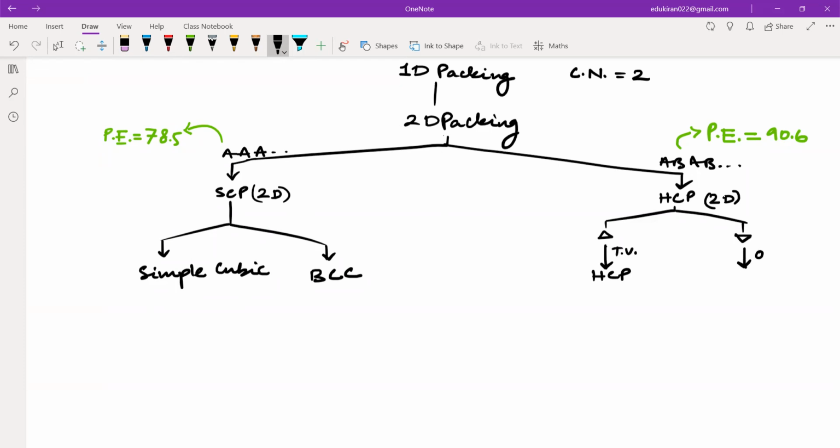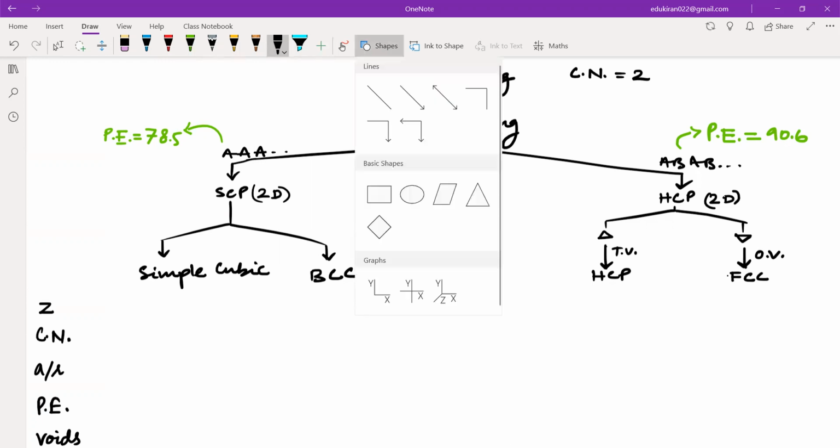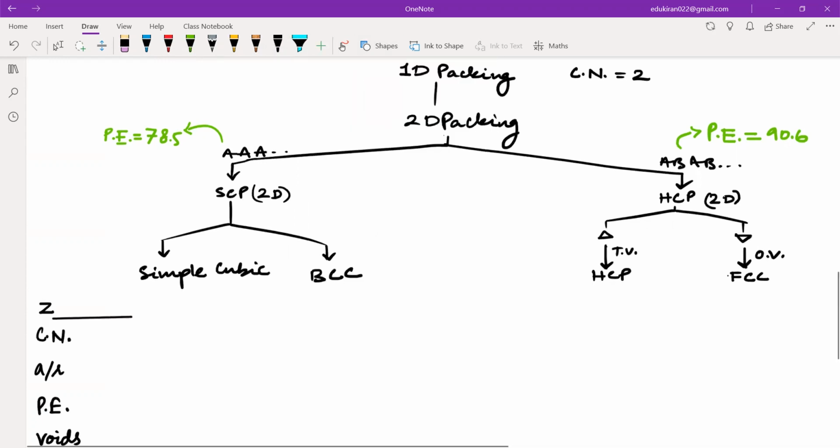And if I cover the octahedral void, I will get the ABC type packing or CCP, cubic close packing, whose unit cell is FCC, face centered cubic. Now we want to write a few things about all of these unit cells: the Z, the coordination number, the relationship between A and R, the packing efficiency, and the voids. So let me draw a few lines here.